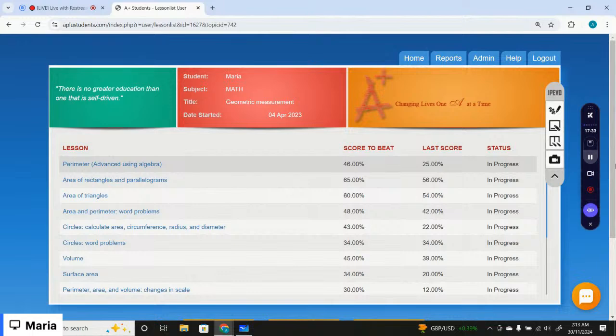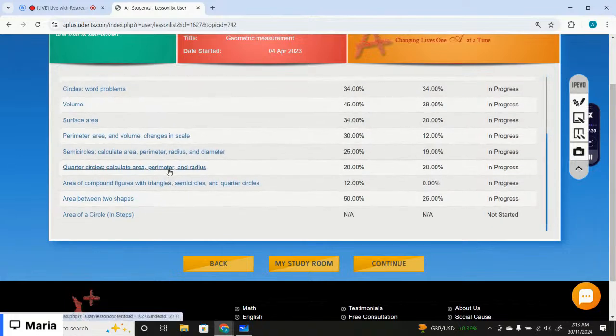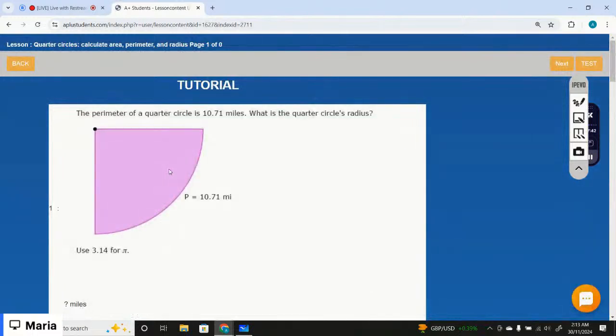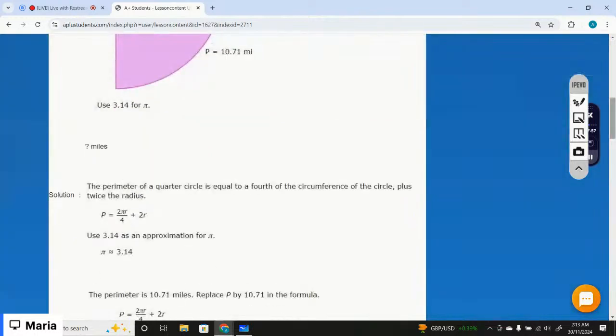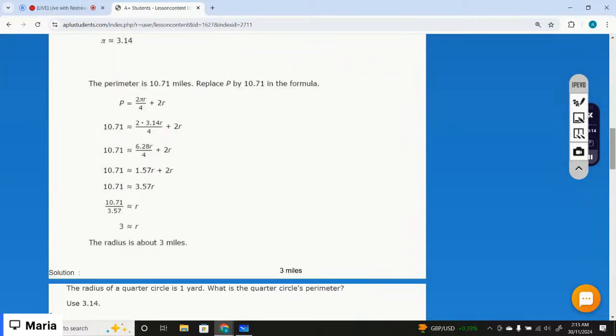The next lesson is quarter circles, calculate area, perimeter, and radius. The perimeter of the quarter circle is 10.71. What is the quarter circle's radius? You are given the perimeter of the quarter circle, and you need to calculate the radius. So the formula is P equals 2 pi r divided by 4 plus 2r, right? You are given the value of P, replace it with 10.71 and do the calculations. The correct option is r equals 3.